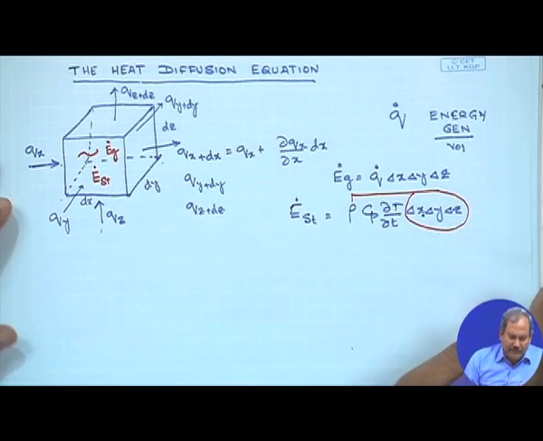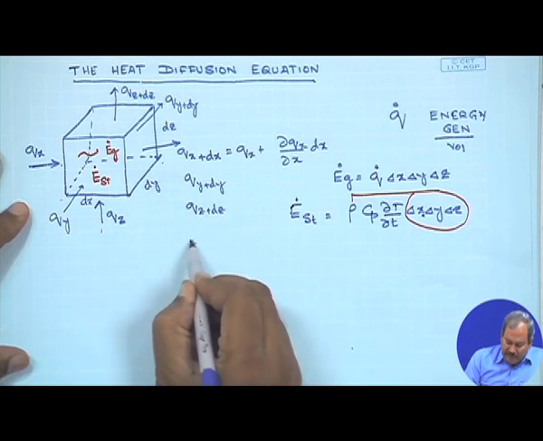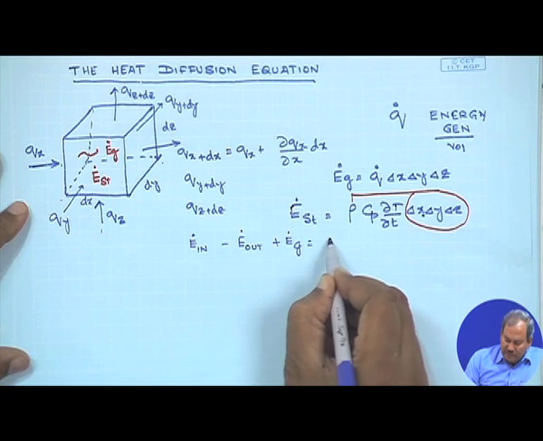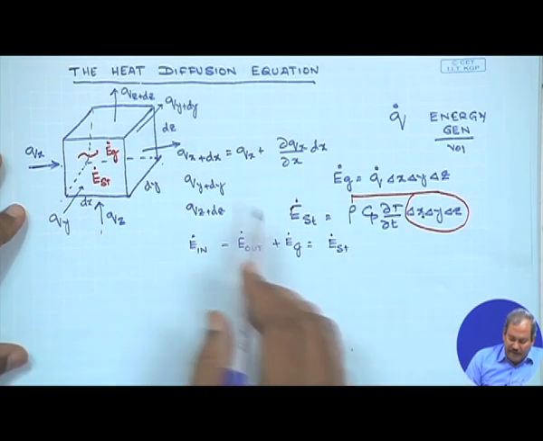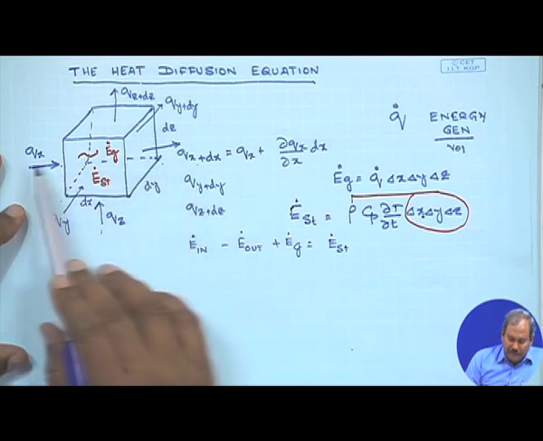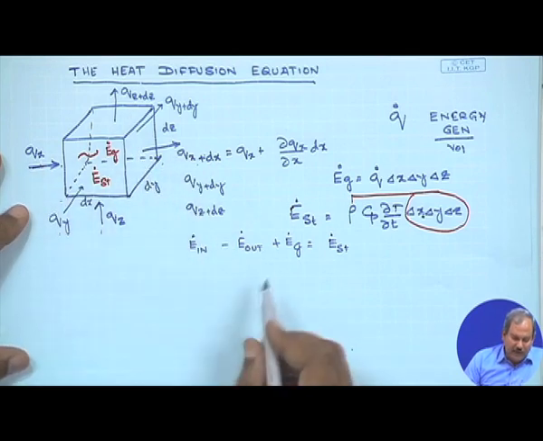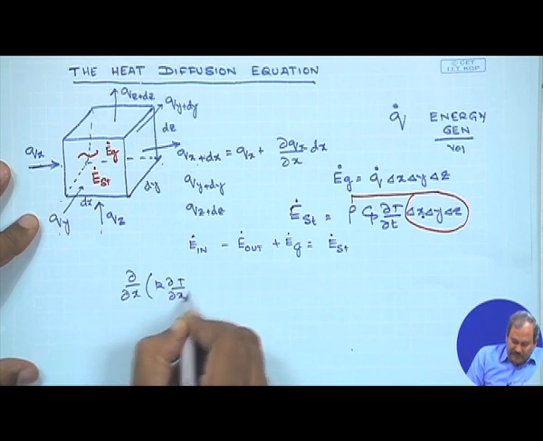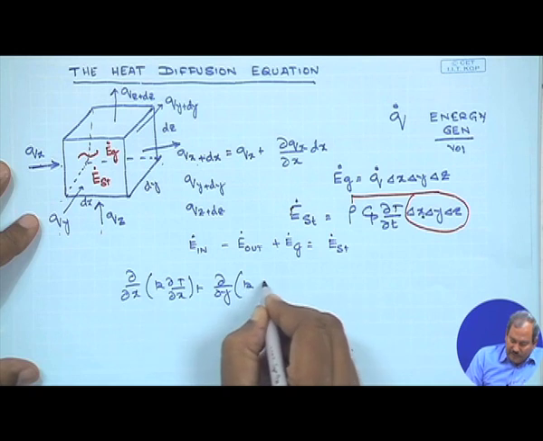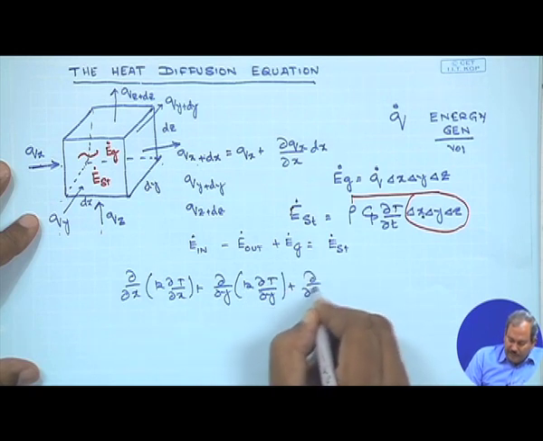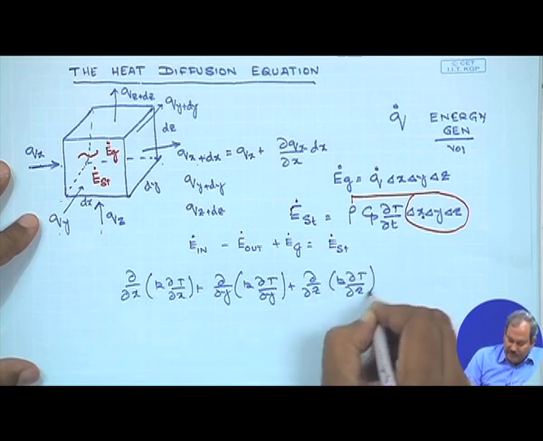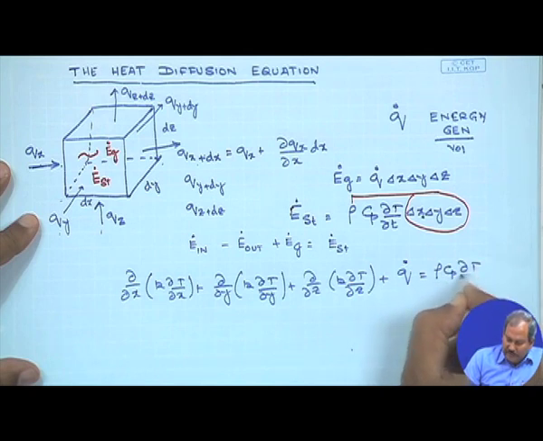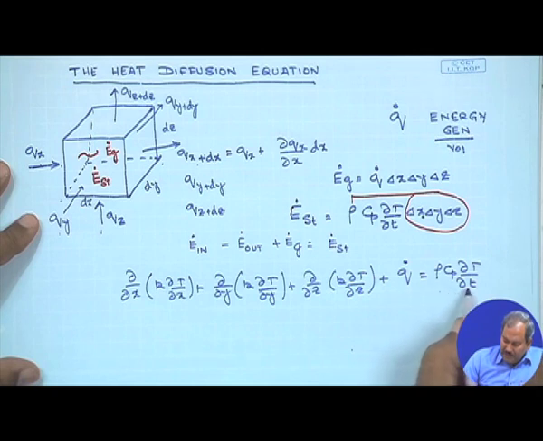So when you write the balance equation as E dot in minus E dot out plus E dot generated is equal to E dot stored, and plug in the values of qx plus del x, qy plus del y, and so on, and you simplify, what you would get is del by del x of k del T by del x plus del by del y of k del T by del y plus del by del z of k del T by del z plus q dot, which is the energy generated per unit volume, is equal to rho Cp del T by del time, which is the energy stored per unit volume.